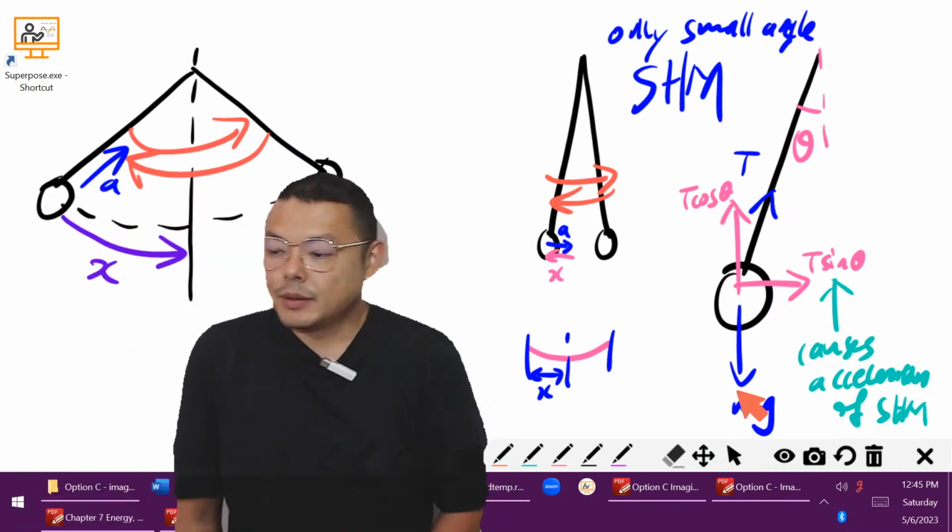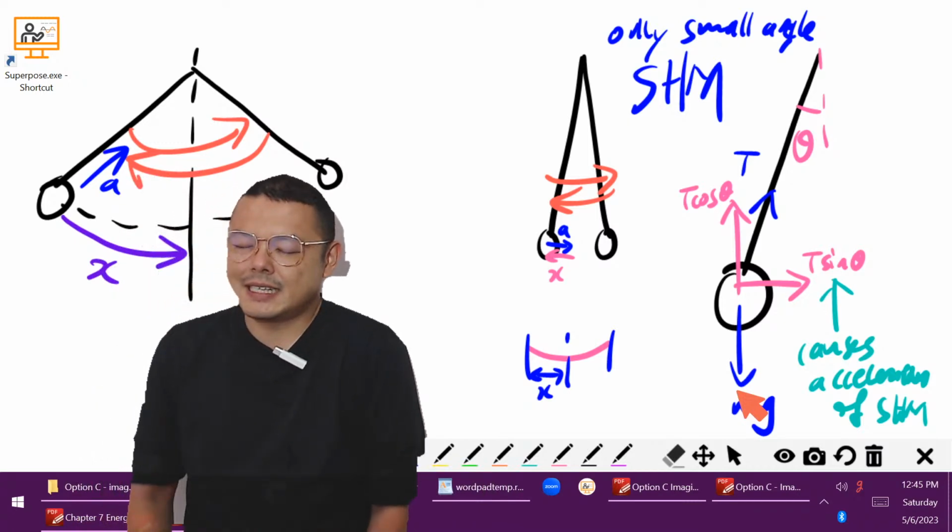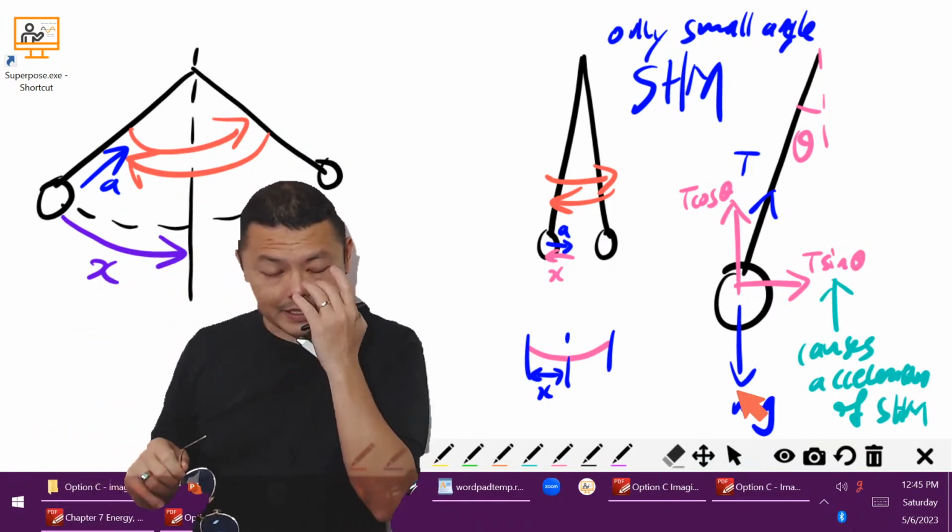Okay? Just write this down. Pendulum is an approximation for SHM.